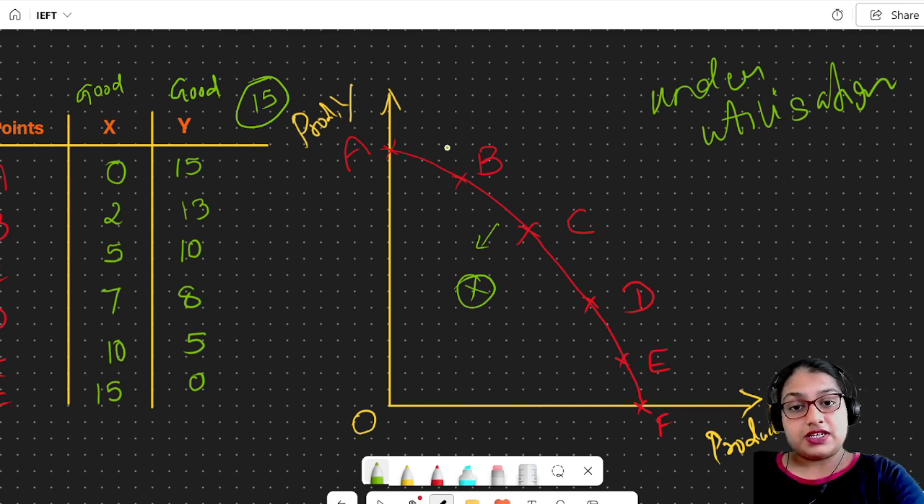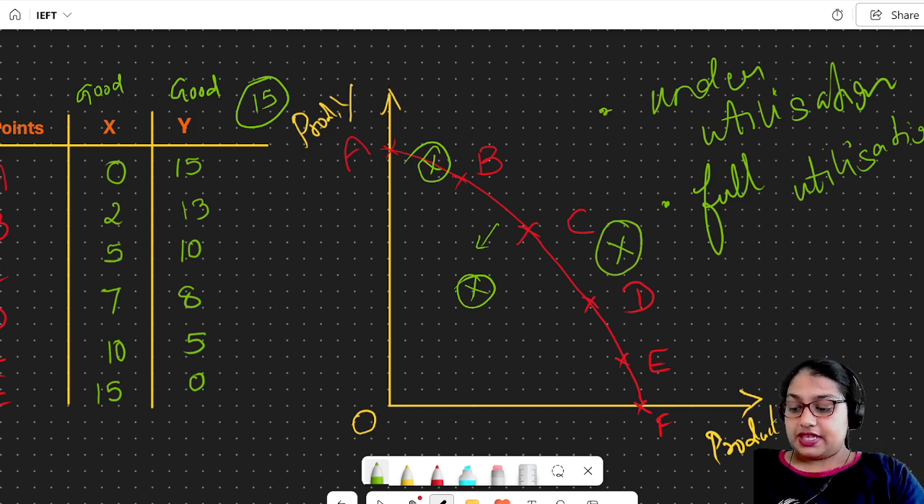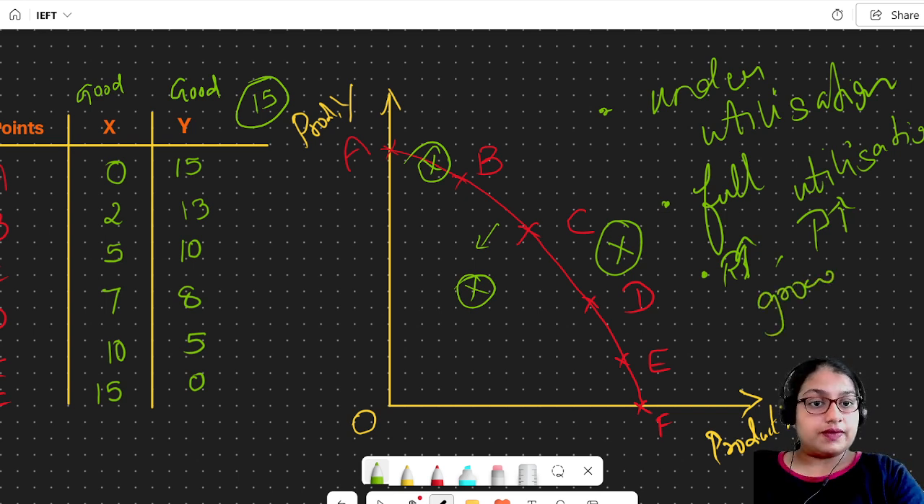Okay, now say if it is on the curve, then that means full utilization. Okay, all the resources have been used. Okay, technologies have been used properly. So it is full utilization. Now if the point is beyond, it is outside the curve, that means the resources have increased, the production increased, there is growth. Okay, the production increases as a whole and there is growth. That is if the point is outside.